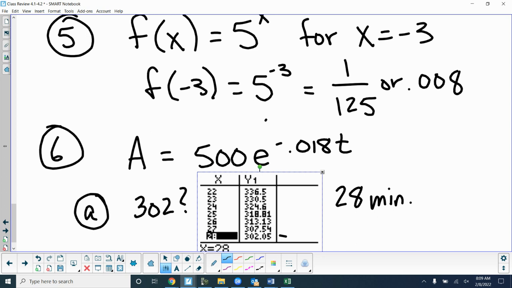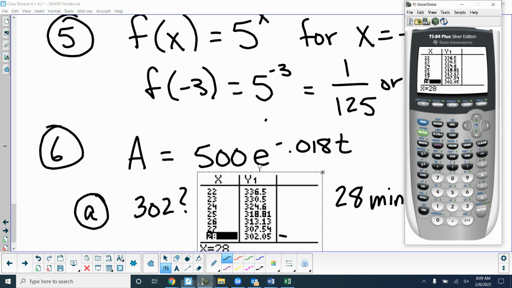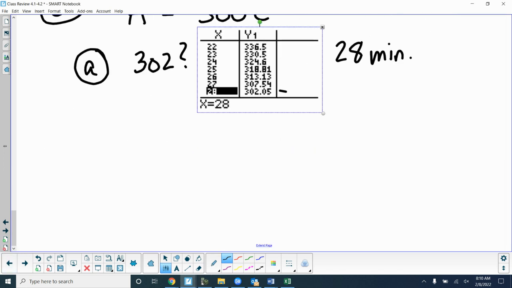All right? Part B says find the amount of medication in the patient's bloodstream 55 minutes after it has been injected into the patient. So you can do it two ways. You can just punch that in your calculator or keep going down till you hit 55. Now you can just go 500 e negative 0.018, and remember it's times 55 up there. Okay, you just punch it in like that if you want, or you could keep going down the table till you see 55 in your X.